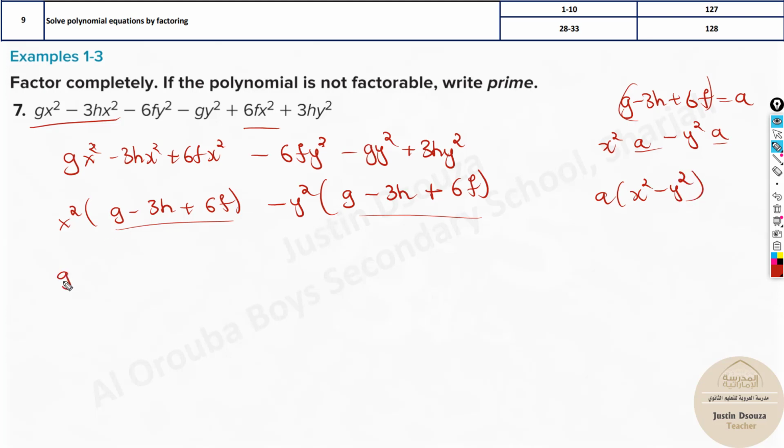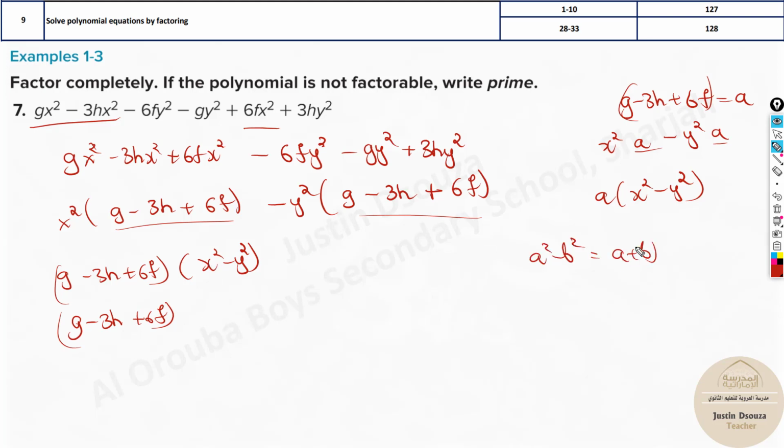So same thing, I'll remove this g minus 3h plus 6f out, and you're remaining with x squared minus y squared. See, this is the thing. A is g minus all those terms. Now you can still simplify this further because I can see there is a difference of squares. That is, a squared minus b squared is given as a plus b, a minus b. I can use the same thing over here. It can be written as x plus y, x minus y.